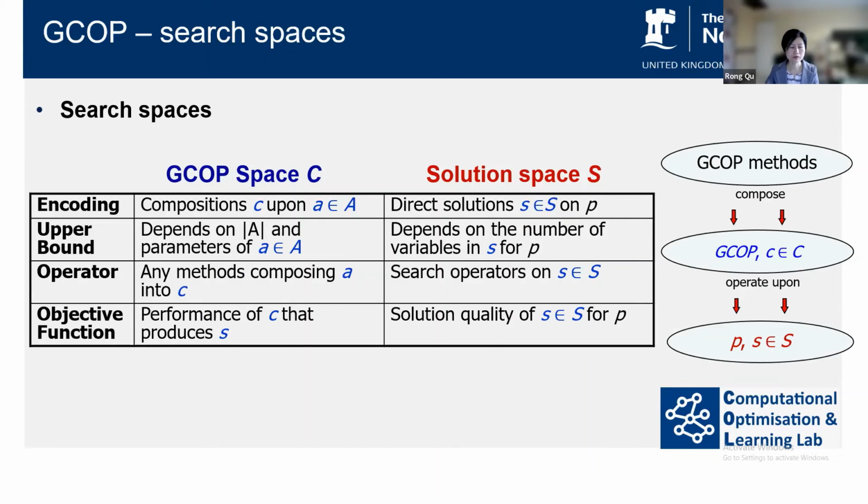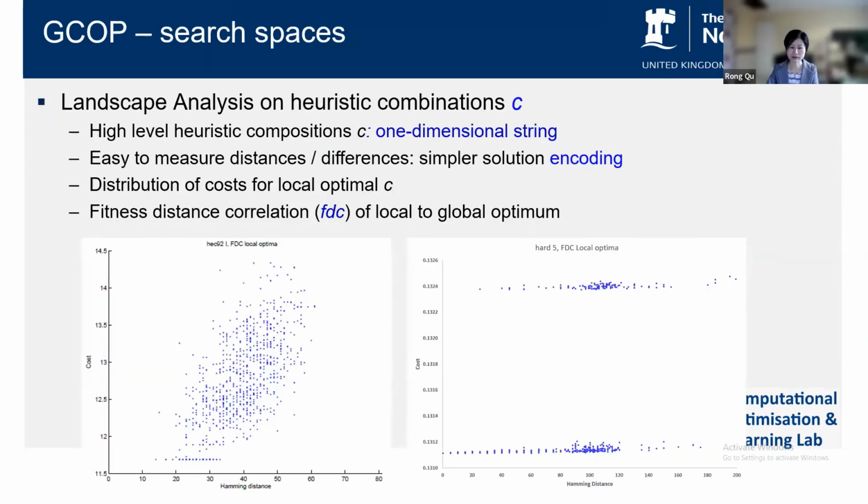Quickly going through, we've done some fundamental theoretical studies on the search spaces of the algorithm design space and the solution space. I'd like to highlight that the encoding for these two search spaces is quite different. In the algorithm design space, the encoding is quite simple, much simpler than that of direct solutions, which is multi-dimensional, of course. Quite often, the composition of algorithm design C is just a 1D string. That can facilitate the effective analysis of the search space of the heuristic algorithm design.